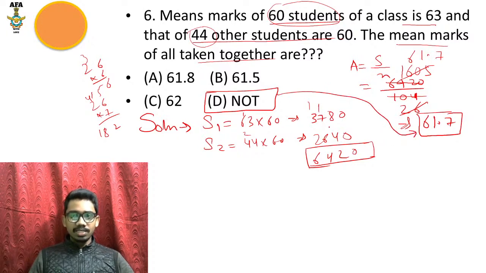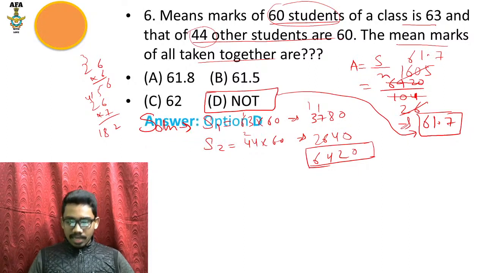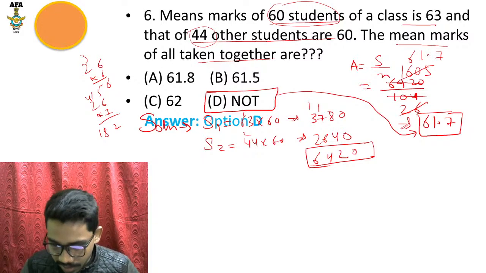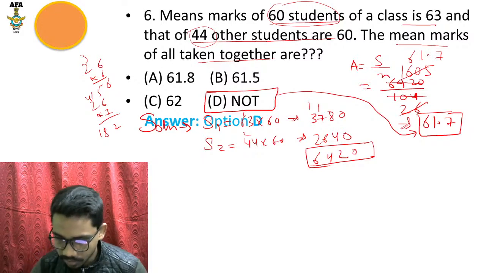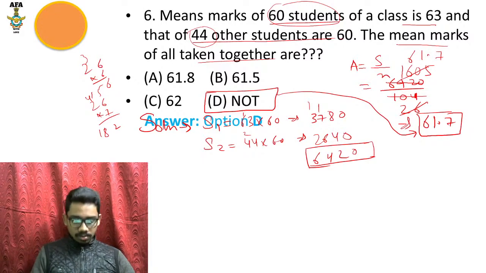So I calculated the sum, then I divided the value by n. So average equals sum by n, and I got the answer as 61.7. Okay. The correct answer is option D. I hope it is clear to everyone.